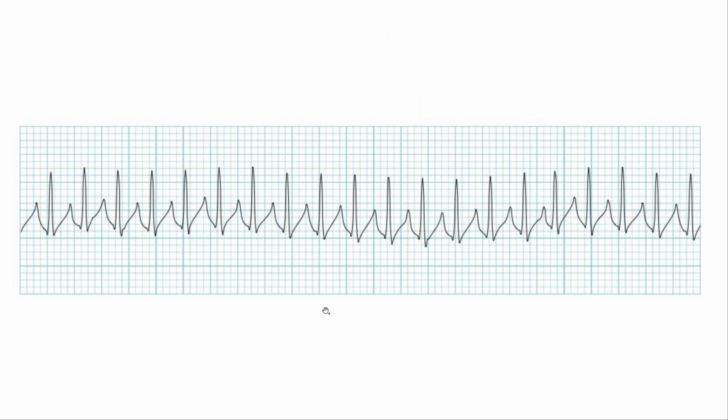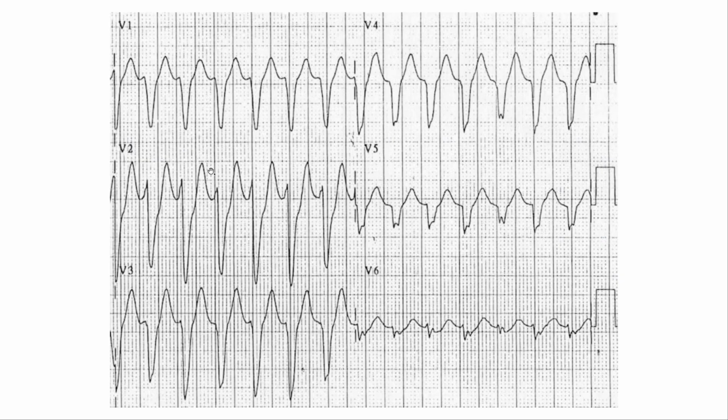So SVT, because the tachycardia is arising from above the ventricle, it's supraventricular, the QRS is being conducted through the normal conduction system. It's just being done so at a very fast rate. So the QRS morphology looks normal. Ventricular tachycardia, the tachycardia is coming from the ventricle itself. So it has that wide ventricular pattern of conduction.